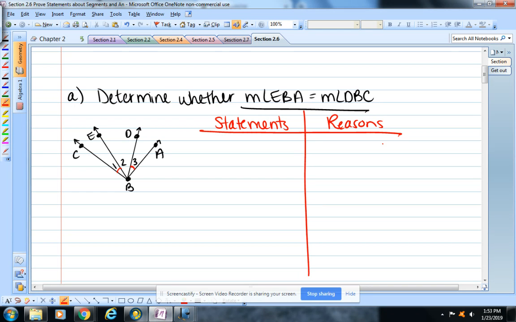Yes, that's the whole point. You have to have a reason for every statement you say. You have to have some kind of evidence. That's your evidence to why you can say the statements. Okay? So my first statement is what they told me in the picture. The measure of angle 1 equals the measure of angle 3. And that is given. And I'm going to put in parentheses "in the picture," because they didn't really tell me in words, but it's in the picture that they are marked congruent.